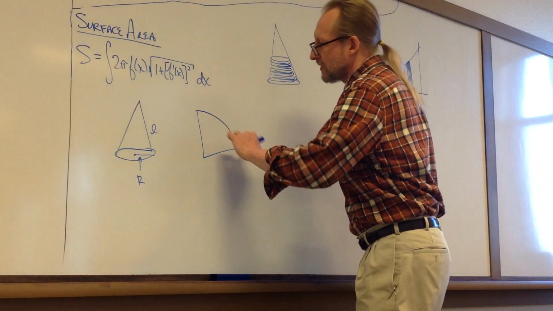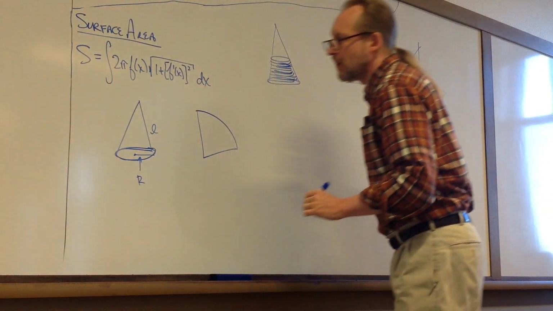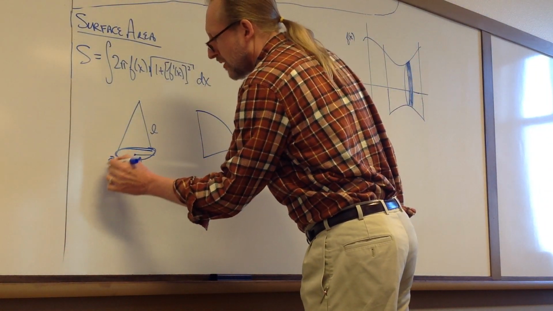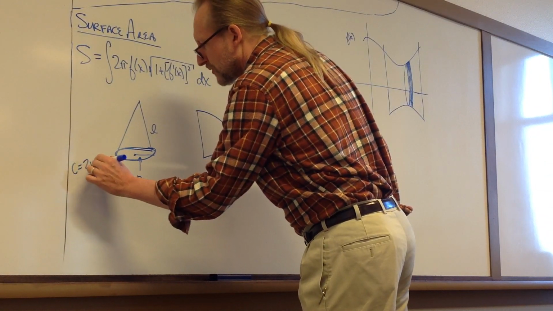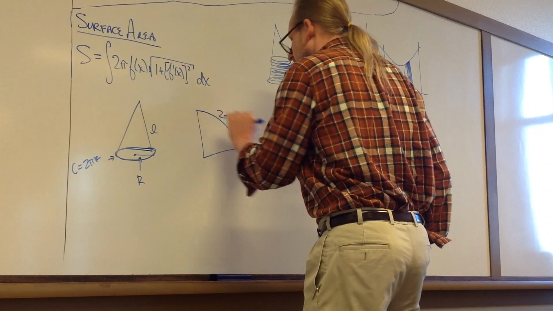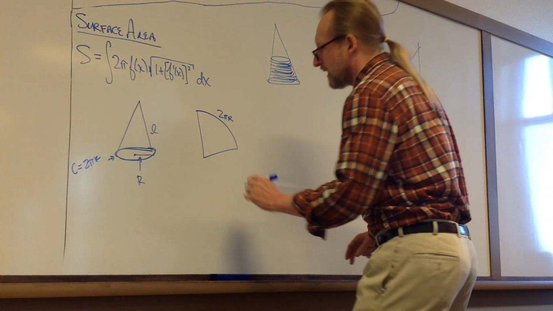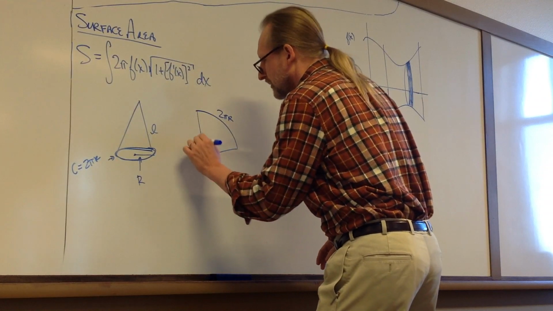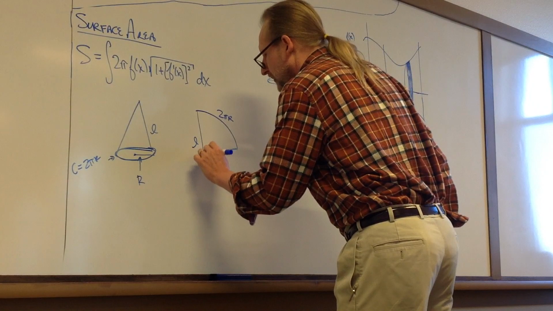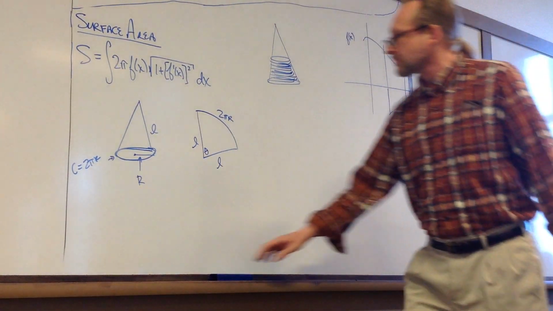Now this section right along here is the base of the cone. We know that the circumference down here is going to be 2 pi r. So that's this distance right here, 2 pi r. Now when we cut along this edge right here, we get those slant heights, L and L, and then this central angle right here we're going to call theta.